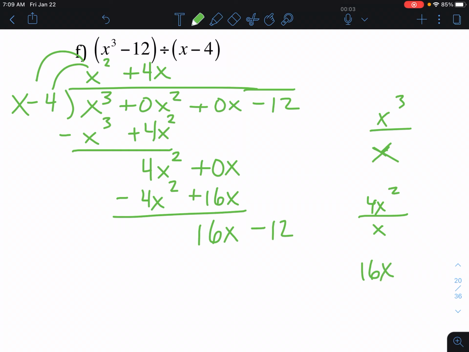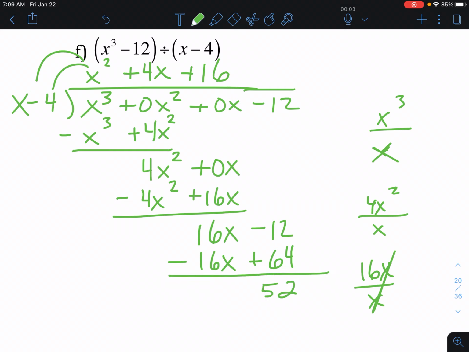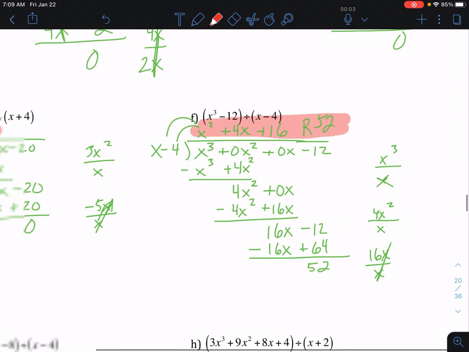First term divided by first term, the x's cancel. 16, so put a plus 16. Go back and multiply your 2 times. 16 times x, 16 times negative 4. And then subtract to change the signs, and that'll be 52. There's no more terms, so that 52 is a remainder, so you can put it like this, just remainder of 52. Just make sure that your remainder appears in your answer, or I would have to take off a point.